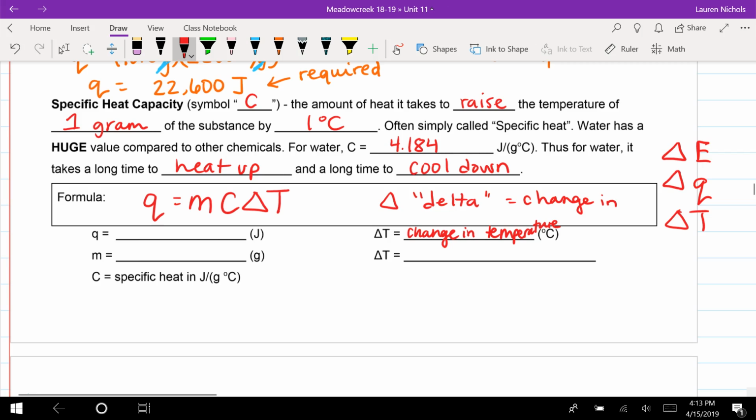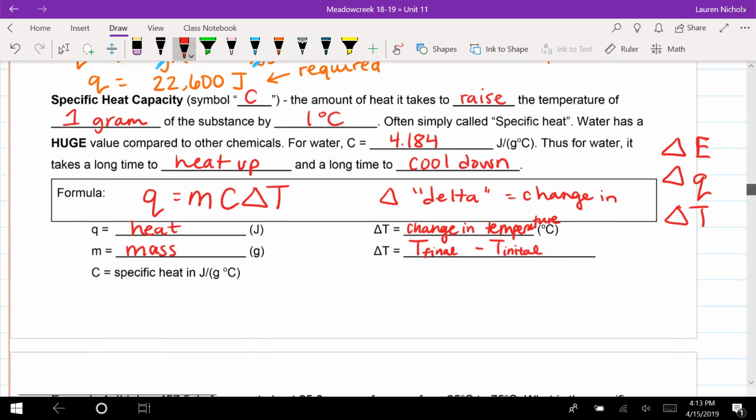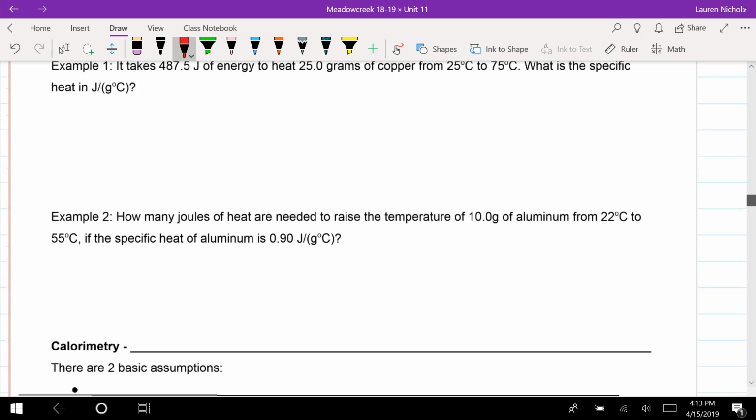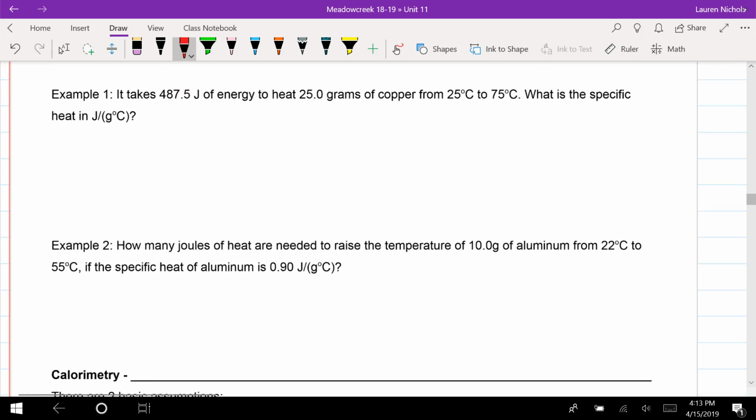And it is calculated by T final, so our final temperature minus our initial temperature. And Q is our heat, and it's measured in joules, represented by the J. M is our mass, which is measured in grams, represented by the G. And C is our specific heat. And we can use this in calculations like in example problems 1 and 2.